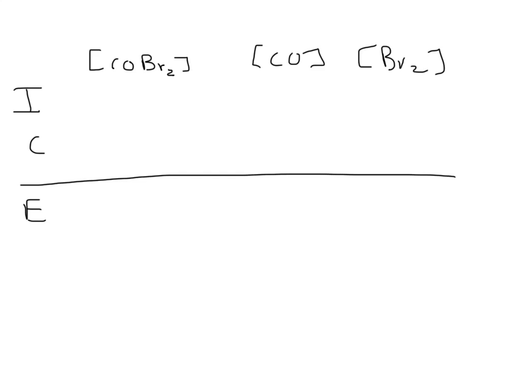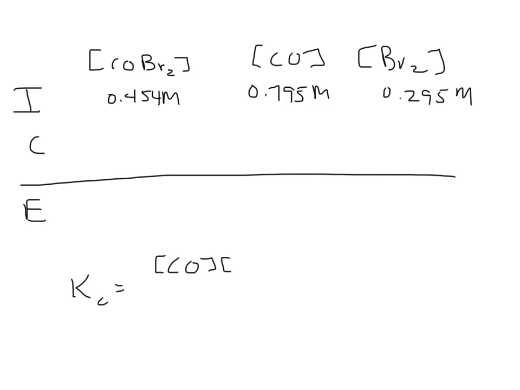Okay, so we know the initial of the COBr2 was that 0.454 molar. The CO was 0.795 molar, and the Br2 was 0.295 molar. Okay. And somewhere, just to kind of make us all feel warm and fuzzy inside, we could write the equilibrium constant expression. Kc is equal to, and we're given Kc, the molar concentration of CO times the molar concentration of Br2 divided by the molar concentration of COBr2 is equal to that 0.190.